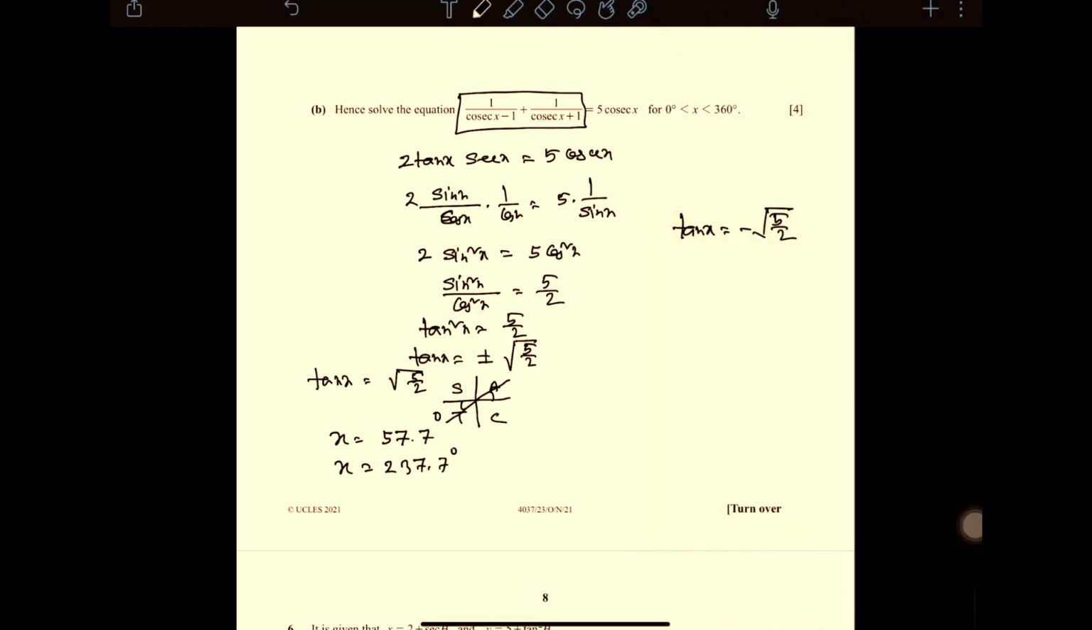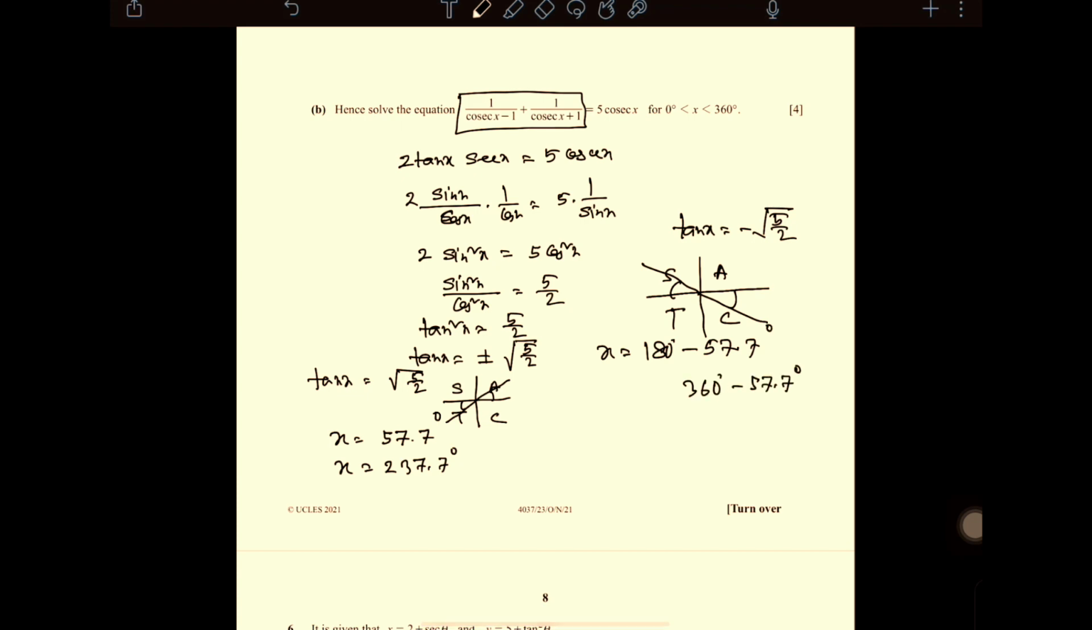Now let us see for these negative numbers. Since it is negative, all students trust Cambridge. So for negative, we will choose this angle and that angle. So this is 180 minus theta, and this is 360 minus theta, for the fourth quadrant. So the reference angle is 57.7. So x equals 180 minus 57.7. Always remember this minus sign is to get the position in the quadrant. And then 360 degrees minus 57.7 degrees. Now let us simplify.